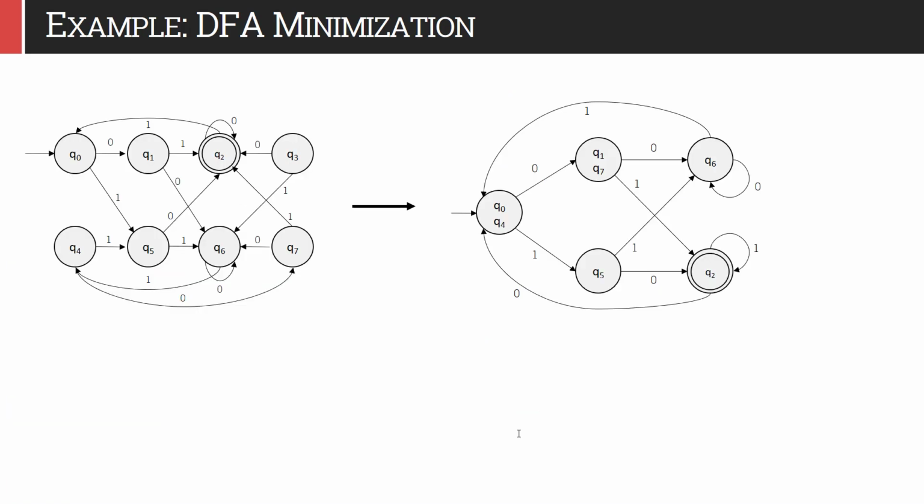So on the left we have the original DFA, which has 8 states, and on the right-hand side we can see that Q0, Q4 are merged and Q1, Q7 are merged, and we have only 5 states in this DFA. So this is the minimized version of the original DFA. The power of both DFAs is the same. Whatever language is accepted by the DFA on the left-hand side, the same language will be accepted by the DFA on the right-hand side, but with fewer states. So the DFA on the right-hand side would be faster to simulate compared to the one on the left-hand side.